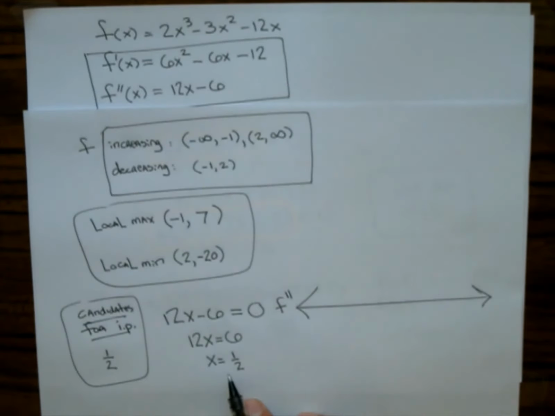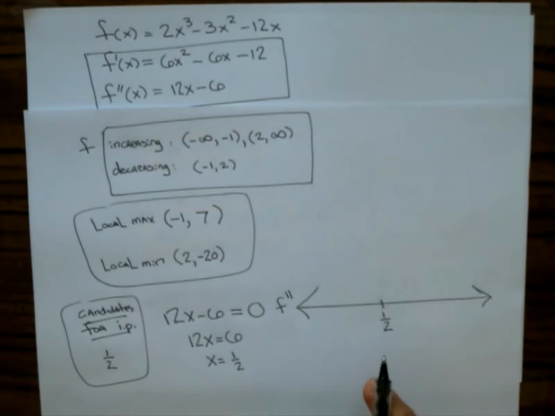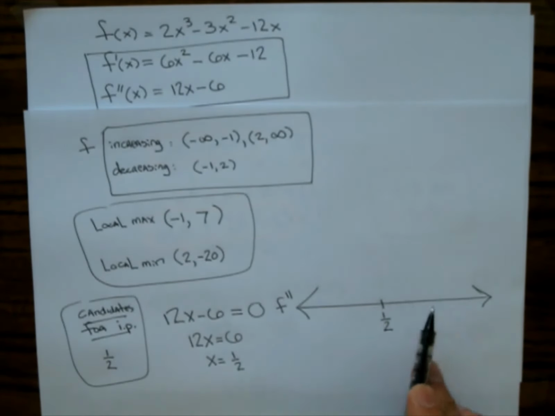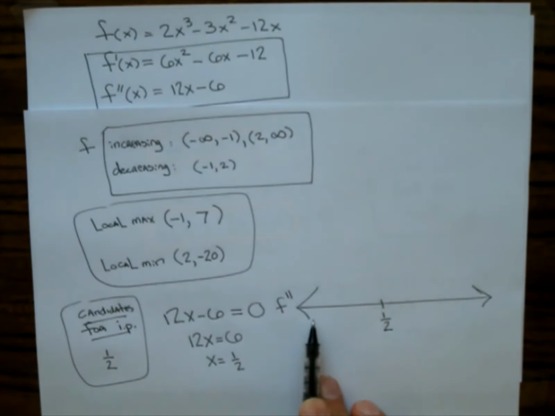And I'm going to put my candidates on the number line, so this is 1/2 right here. And I'm going to do the same thing with the pluses and minuses, but I'm going to be checking not with the first derivative, but with the second derivative. So give me a point that's in the first region. A lot of people would say, well, 0 is on the number line, and that would be pretty good.